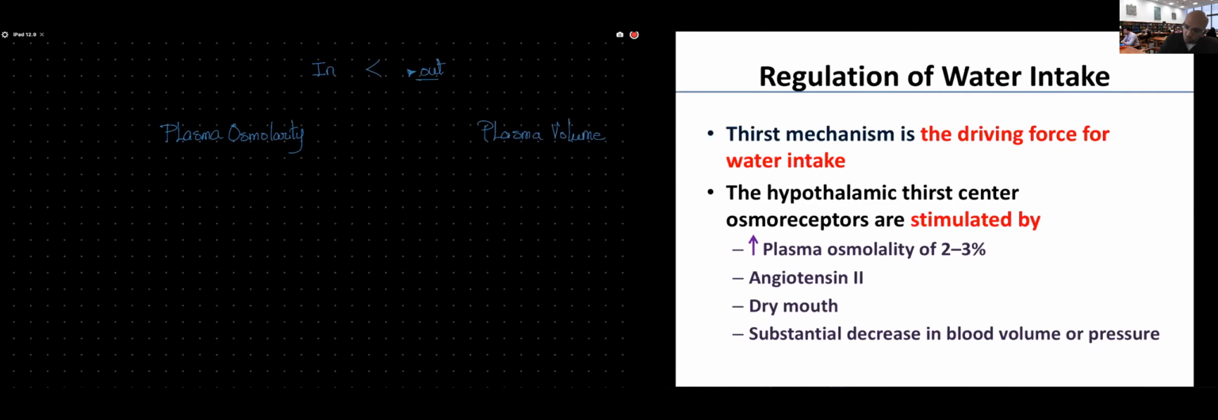If I have water output greater than the intake, what's going to happen? What's going to happen to the plasma volume? If you're losing more than what you're taking, it's going to decrease, right? So I have a decrease in the plasma volume. And when I have a decrease in blood volume, what happens to my blood pressure? Can you remind me?